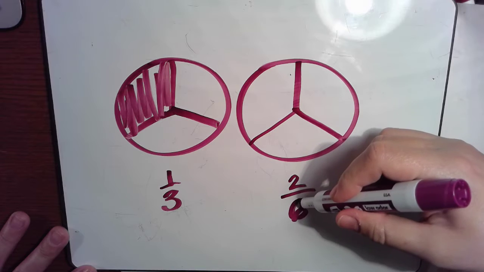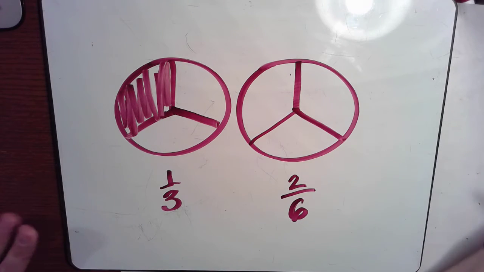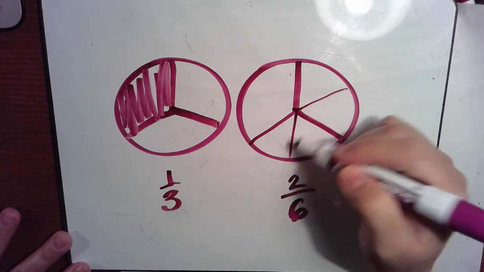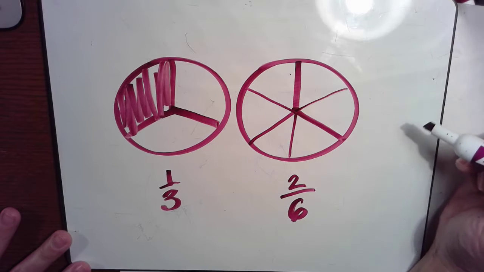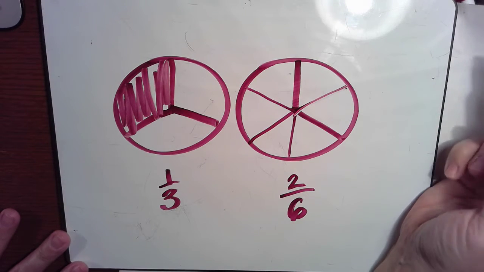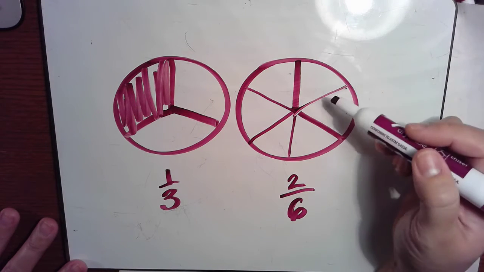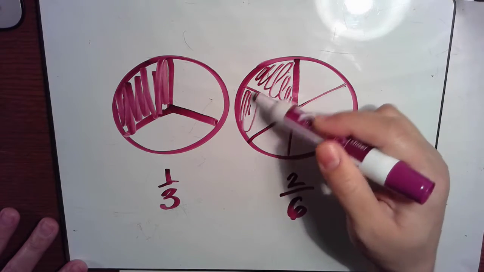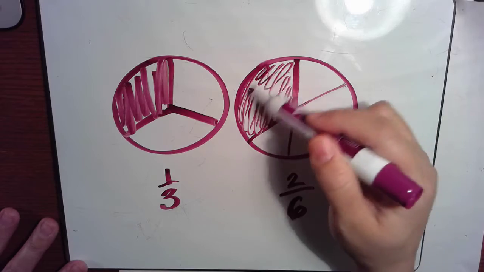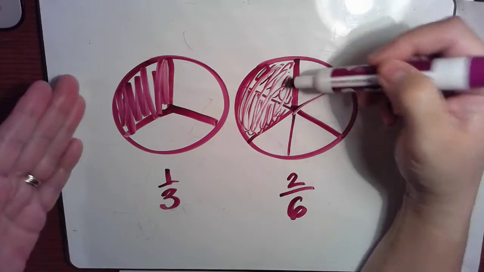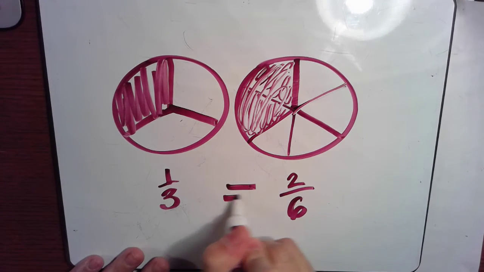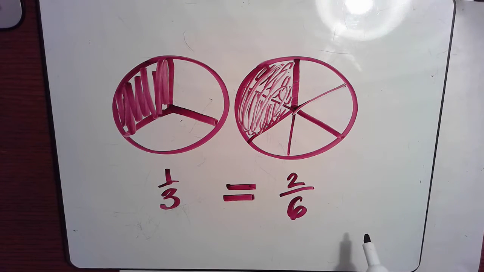So my sixths are like my thirds split so that there's twice as many. So I can make sixths by splitting my thirds in half. And if I shade 2 sixths, 1 sixth, 2 sixths, my eyes can see that, yep, 1/3 is equivalent to 2 sixths.